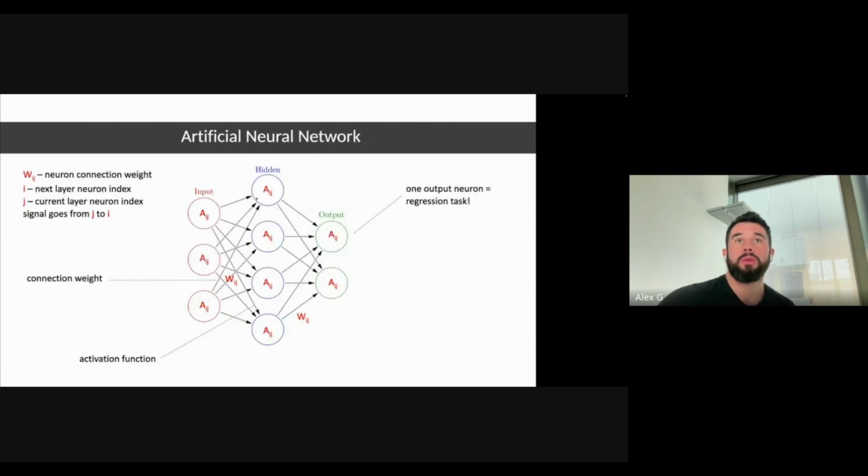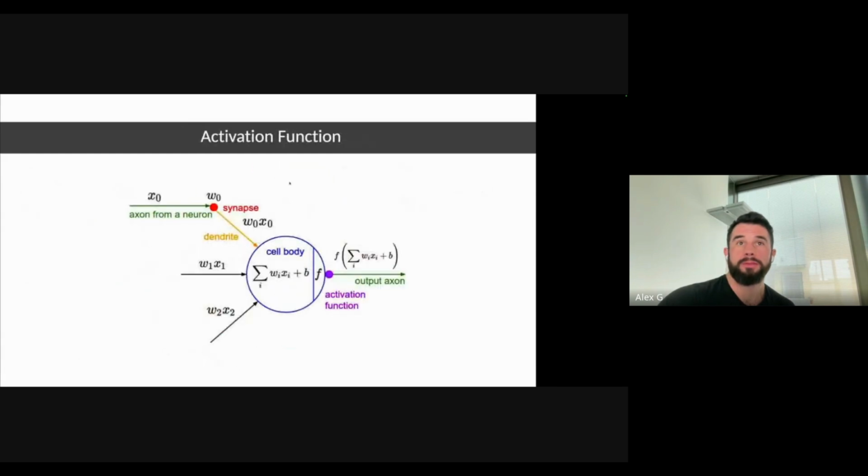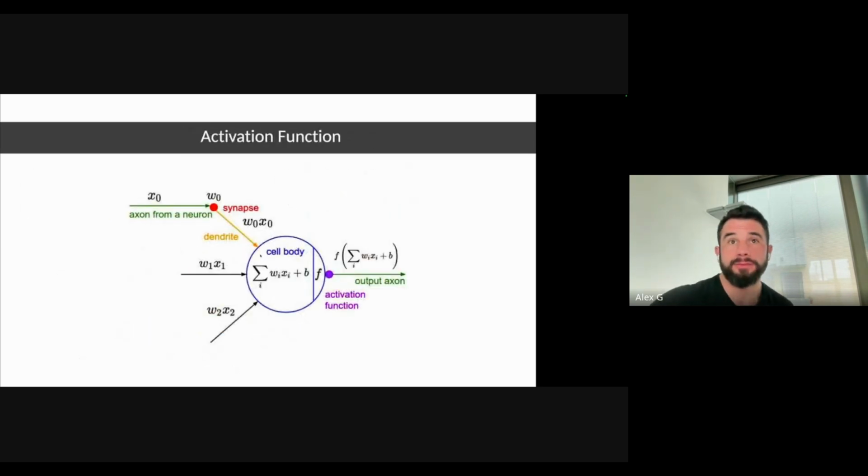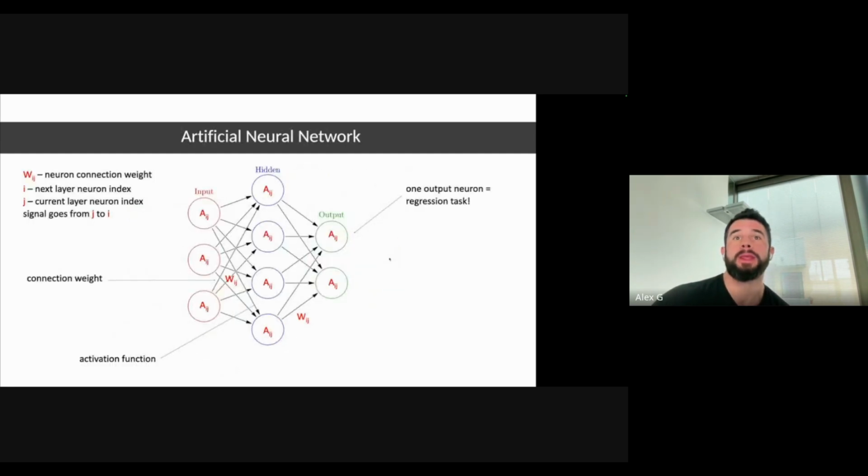Let's look at one neuron. You can see it here. Inside, you have a cell body and an activation function, this activation function in red. The activation function here is depicted as f. As you see, this f takes as a parameter a sum of weights multiplied by corresponding parameters plus bias. Weights are the weights of the connections between neurons. Parameters are the x's, which are incoming data.